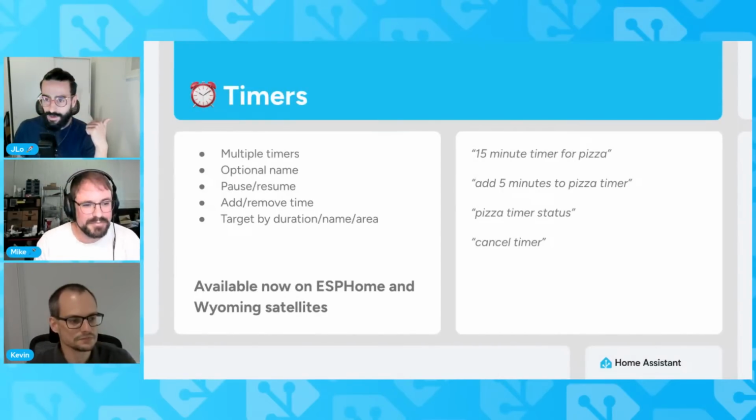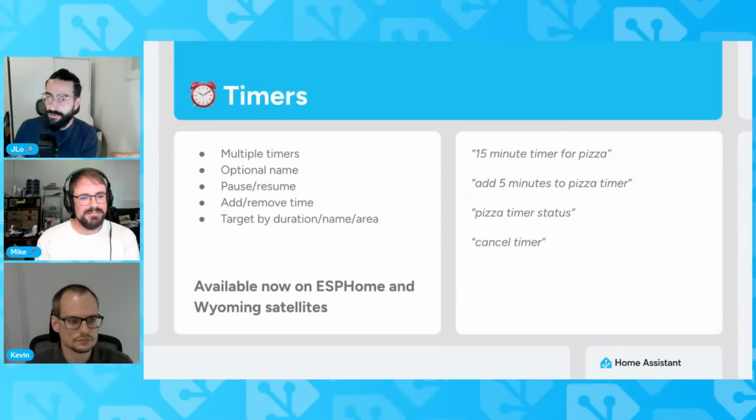Yeah. So this is the V1 of the timer implementation. There are things that are missing, which we will tell you about. But for the V1, we have multiple timers. You can name them or not. You can pause and resume them. You can add or remove time. If you have multiple timers, you can disambiguate by duration. So you can target the 5-minute timer, the 1 hour timer. You can disambiguate by name.